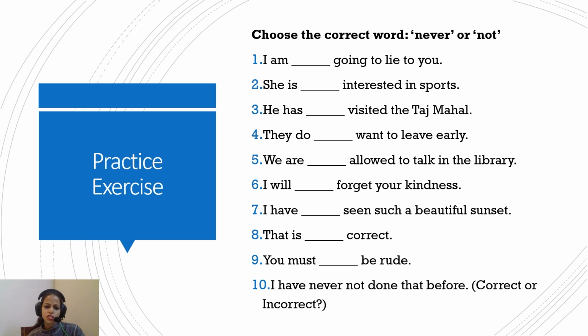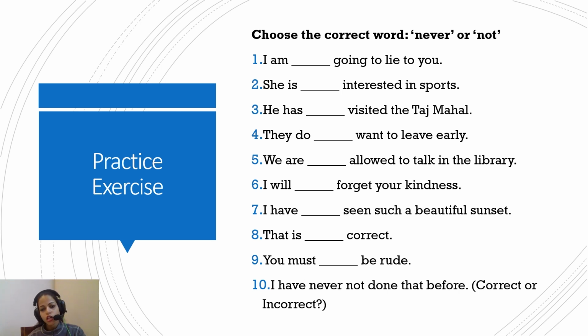So he has never visited the Taj Mahal. That it has never happened even once. "He has not visited the Taj Mahal" doesn't make sense, because it's not a one-day thing or something. So if somebody has not visited the Taj Mahal even once, the word never should be used. They do dash want to leave early. They do not want to leave early, because we're talking about the present at this moment. So it's in the present context.